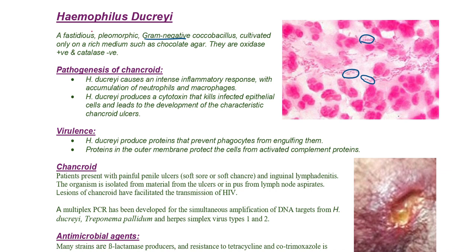They are fastidious, which means they require specific nutrients to grow. That's why they grow on enriched media like chocolate agar, and usually after addition of vancomycin to restrict the growth of gram-positive bacteria. They are oxidase positive and catalase negative.